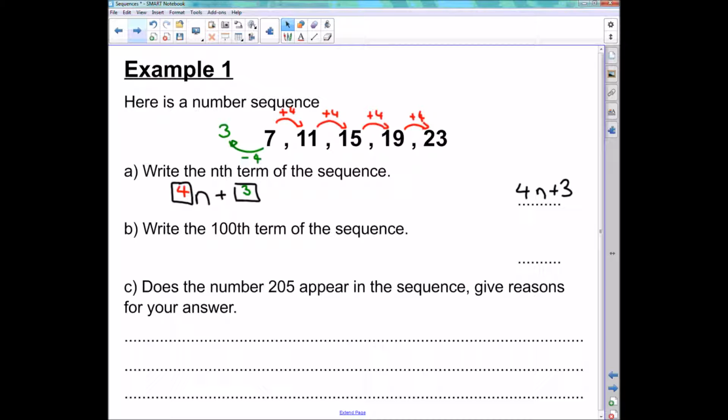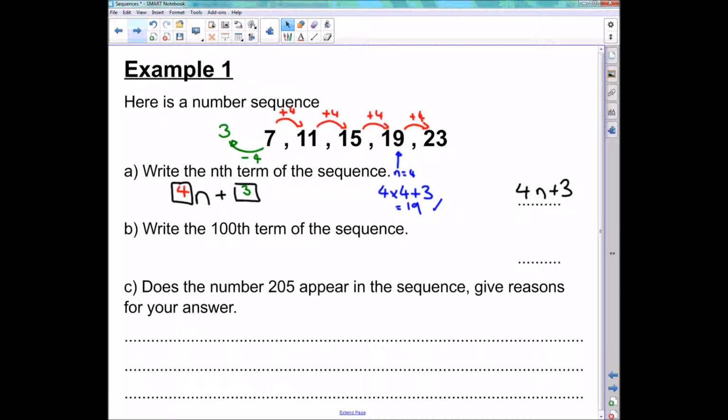Now we can check this. Remember that n refers to the position of my number, and hopefully if I put the position in, I should get my number in my sequence. So here 19 is my 4th term, so n equals 4. So I'm just going to check that my nth term works for this. Then do 4 times 4 plus 3. 4 times 4 is 16 plus 3 is 19. So I know this works and my nth term is correct.